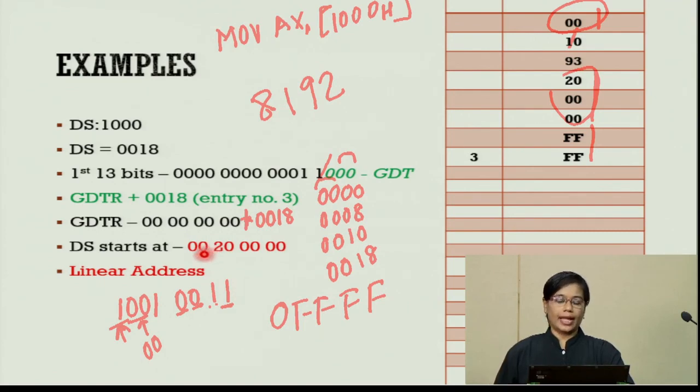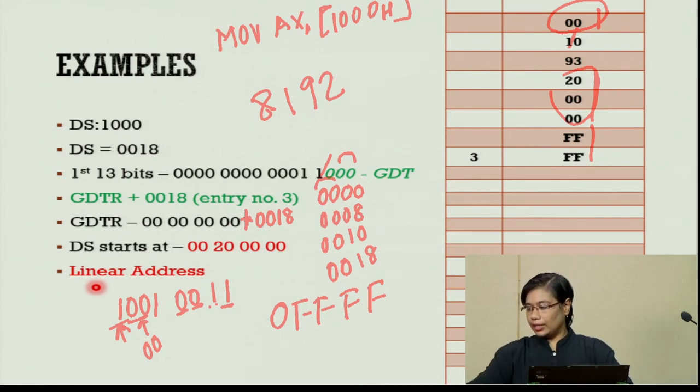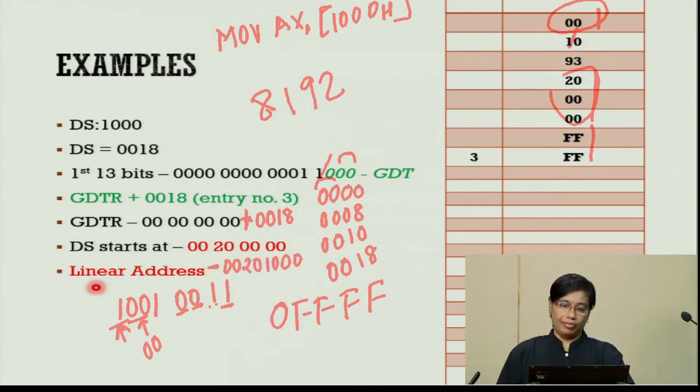But we do know one thing, that the data segment you're trying to access is going to be at location 00200000. So what is the linear address then? The linear address is going to be this segment value plus the offset, which is 1000. So the linear address or the physical address in this particular case is going to be 00201000. That is the actual physical address here.